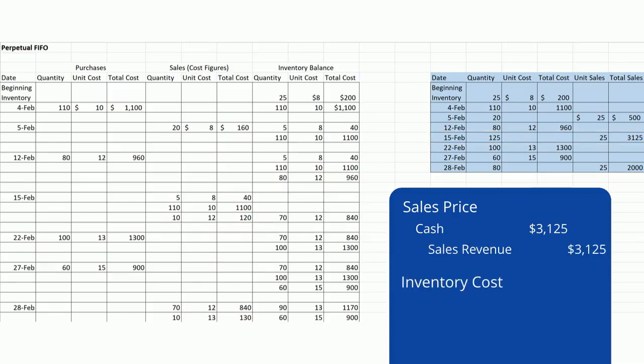If we are using FIFO and perpetual FIFO, the inventory cost for this sale is made up of 3 layers of inventory: 5 units at $8 each, 110 units at $10 each, and 10 units at $12 each. These 3 layers total $1,260. This is the inventory cost for that sale. We would debit cost of goods sold for $1,260 and credit inventory for $1,260.